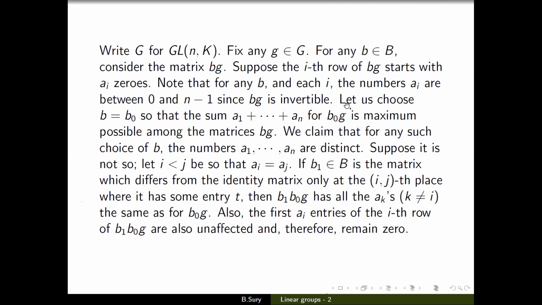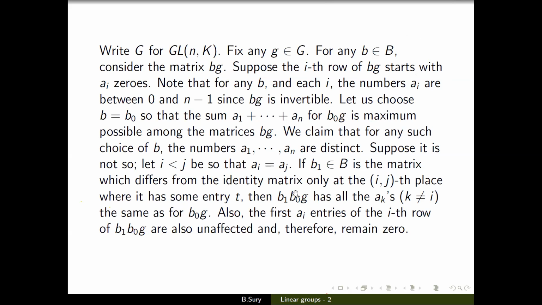All the AIs are distinct, but there are n numbers all between 0 and n minus 1. So these numbers a1, a2, ..., an must be the numbers 0 to n minus 1 in some order. And what does that mean? This matrix in which a1, a2, ..., an is 0 to n minus 1 in some order is nothing but a permutation matrix, except that at each point it may not have one as an entry, but it may have some non-zero entry. So a matrix of that kind you can write as a permutation matrix times a diagonal matrix. So that's how we get the Bruhat decomposition.